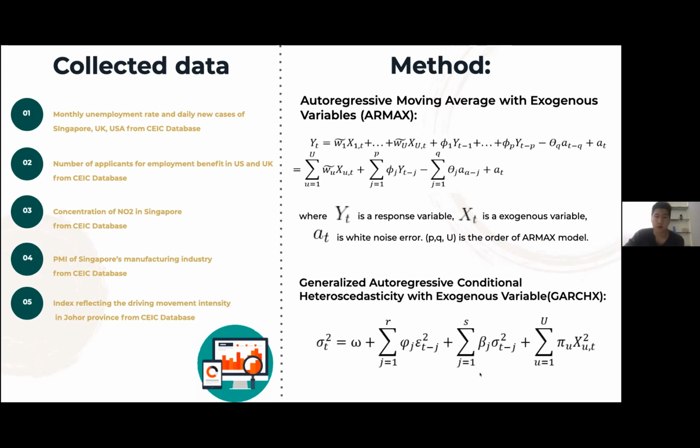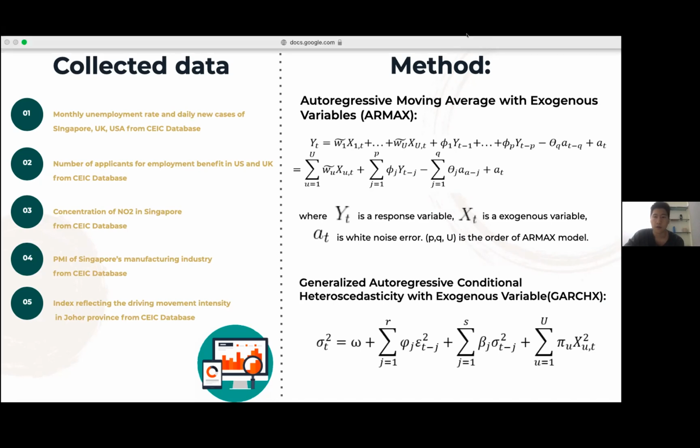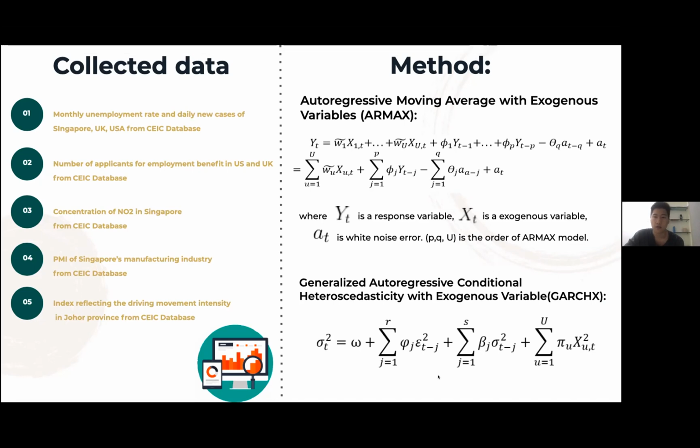We expanded from the ARMA-GARCH model, which was frequently mentioned in this module, to the ARMAX-GARCHX model. Using ARMAX, we predicted the unemployment rate and the number of new cases, not just on their own past values, but also on exogenous variables. The GARCHX family was considered as the data related to the COVID-19 pandemic were more likely to be heteroskedastic. Here, new cases and unemployment rates are denoted as Y_t, and the other exogenous variables mentioned earlier are X_t.